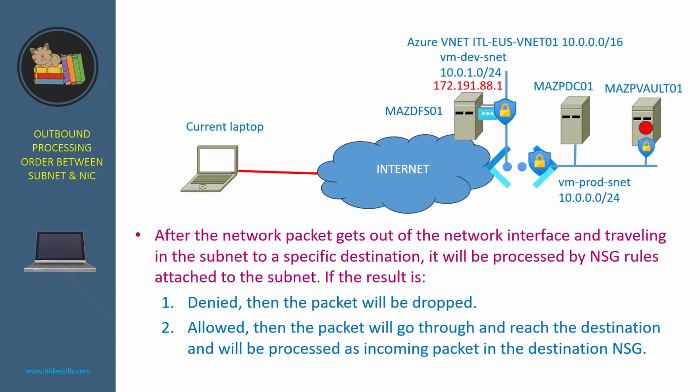After the network packet gets out of the network interface and is traveling in the subnet to a specific destination, it will be processed by the NSG rules attached to the subnet. If the result is denied, then the packet will be dropped, and if the result is allowed, then the packet will go through and reach the destination and will be processed as the incoming packet in the destination NSGs.